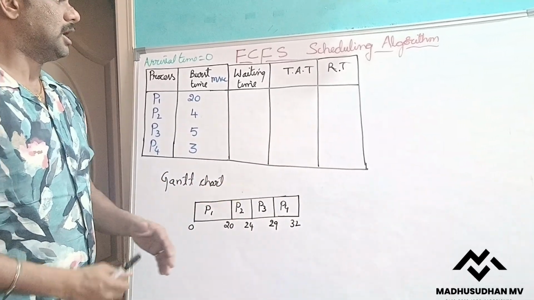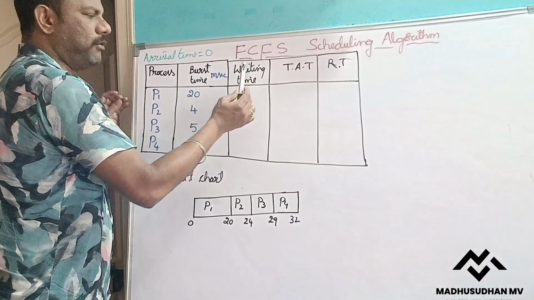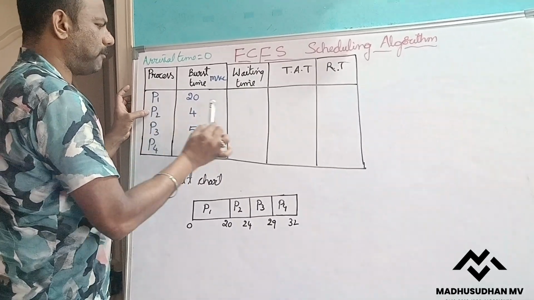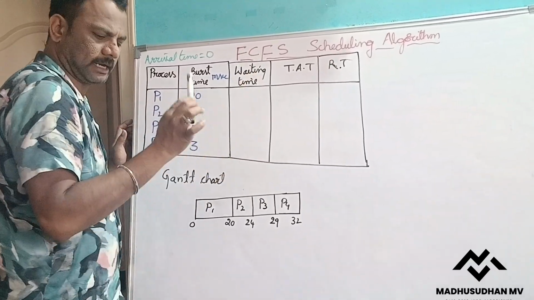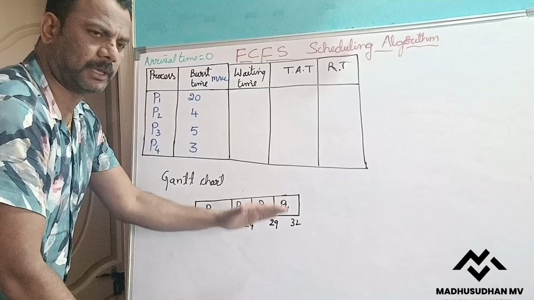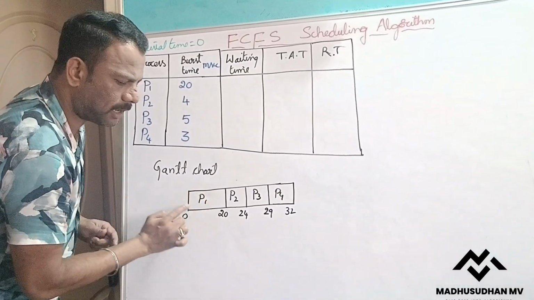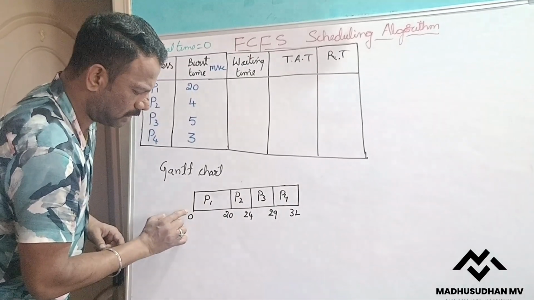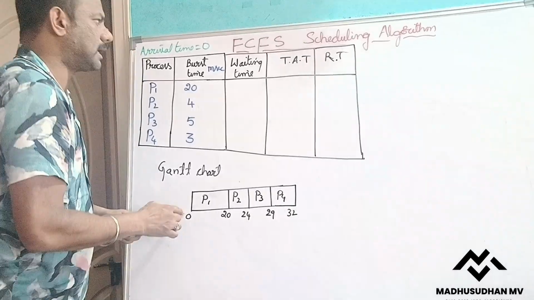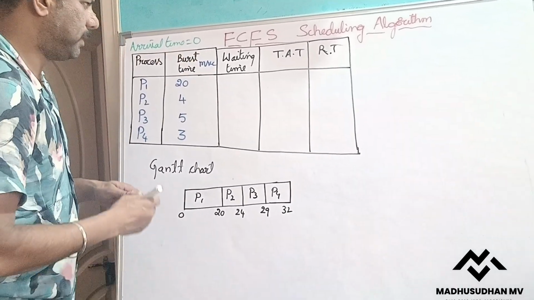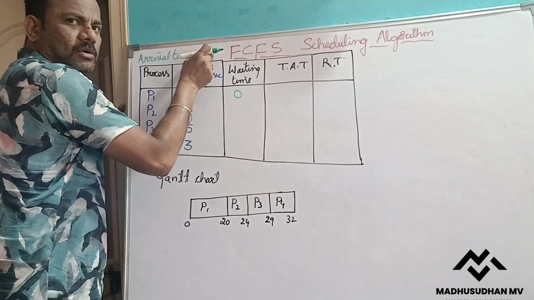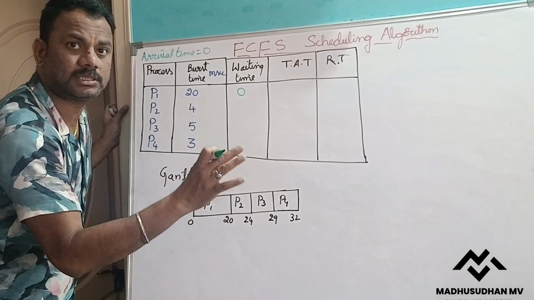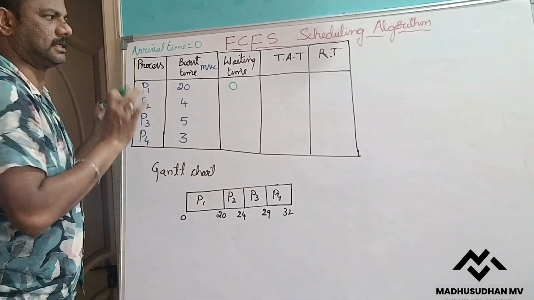Now from the Gantt chart, I need to find out the waiting time of P1, the waiting time of P2, P3, and P4. If you look at P1, it starts at what time? This is the start time. It starts at 0th, and it came at 0. So P1 waits for 0. That means it came at 0, it starts at 0, and doesn't wait anything. So it's 0 milliseconds.